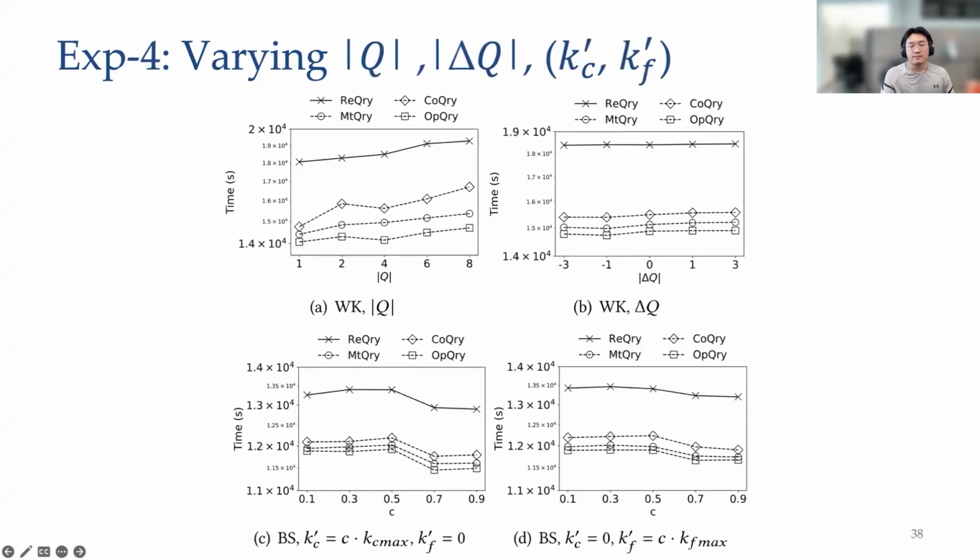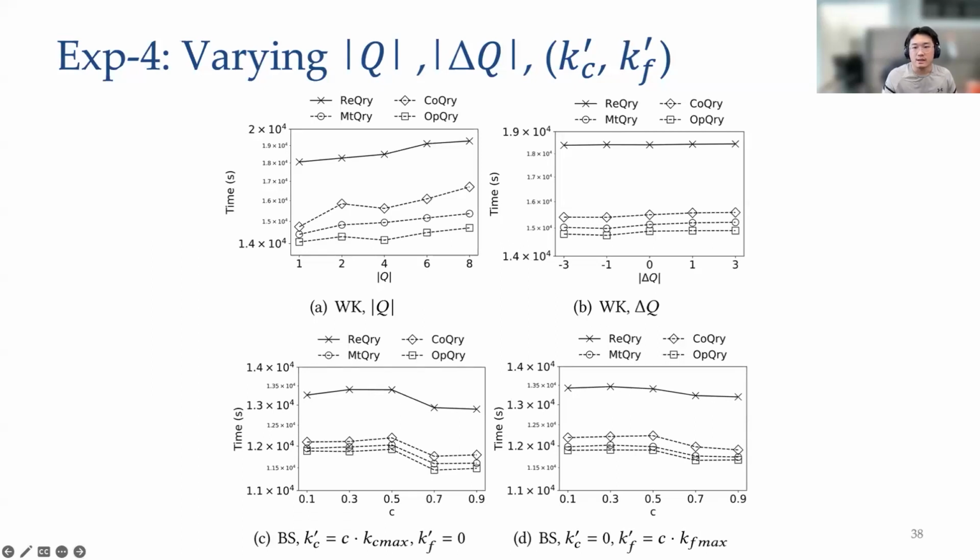For edge deletions, all algorithms perform well, and B-del performs best in the experiments, since all of them are bounded. And then we vary the size of Q, the size of delta Q, and KC prime and KF prime. When the size of Q gets larger, the re-query and co-query cost more time than MT query and OP query, since the dominating cost of re-query and co-query comes from the static decompositions from scratch. MT query and OP query show better scalability. When the size of delta Q varies, the impact is similar to the size of Q, because when the size of Q gets larger, it needs to check more query vertices.